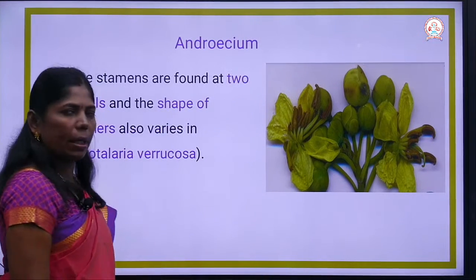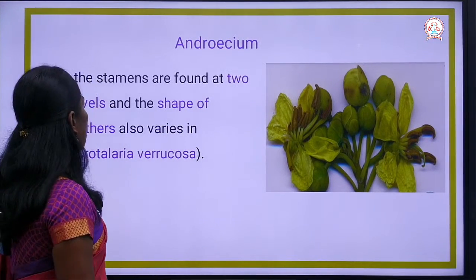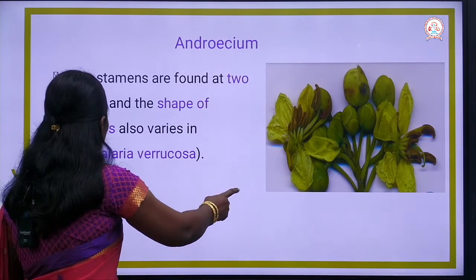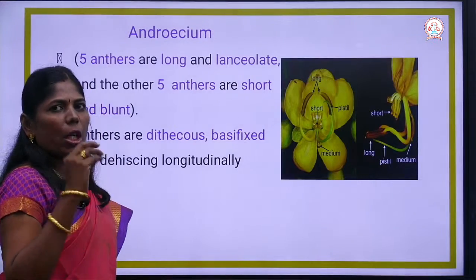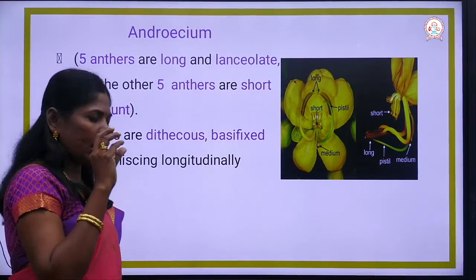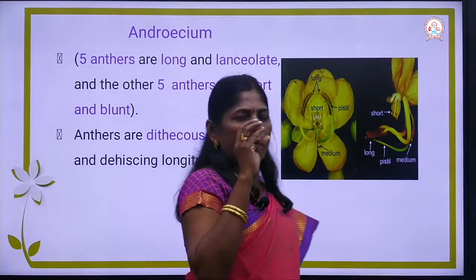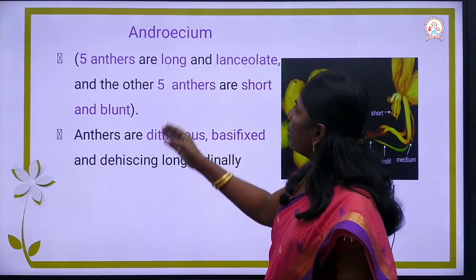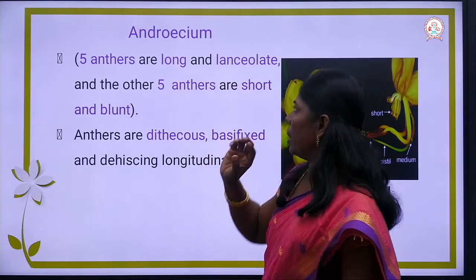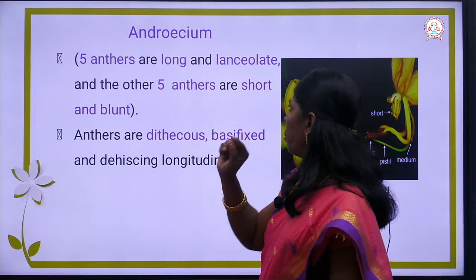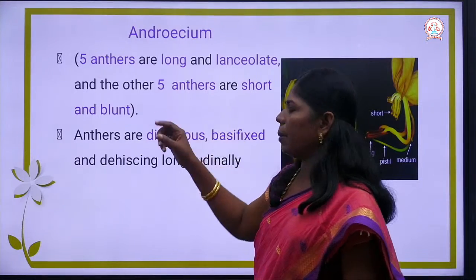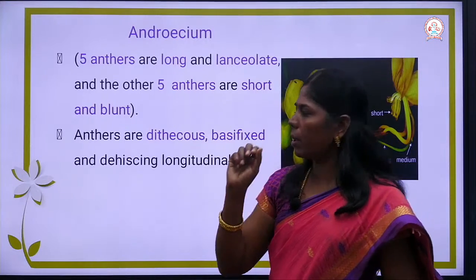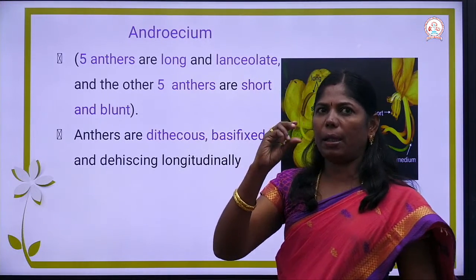We studied the diadelphous condition. Next one is the monodelphous condition. So the stamens are found in 2 levels. The shape of the anthers also varies. Some are spherical in shape, some are elongated. Here the 5 anthers are long, lanceolate. Lanceolate means somewhat oval shape. The other 5 anthers are short and blunt. Blunt means not much elongated, not very sharp, with a blunt end.